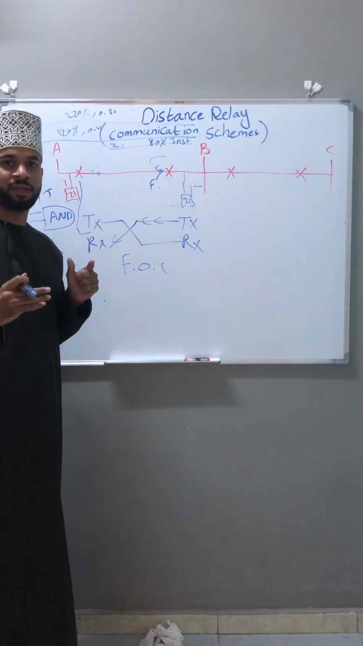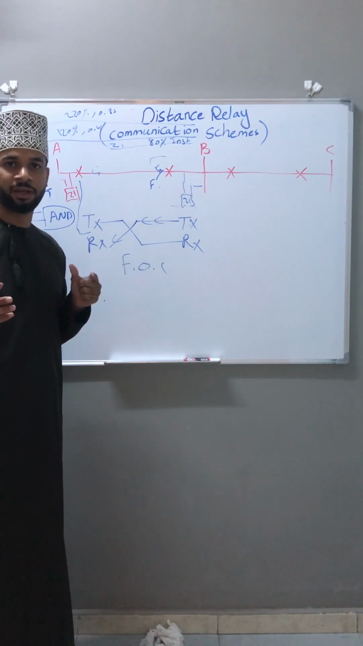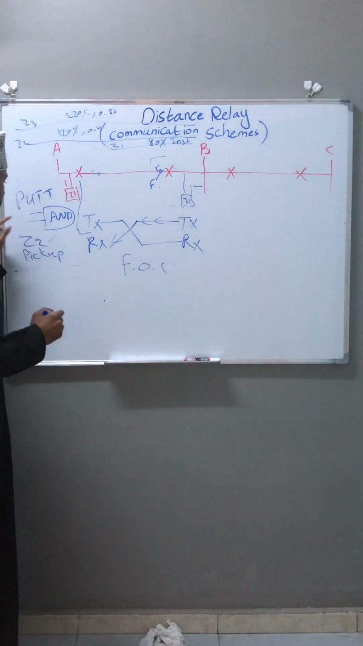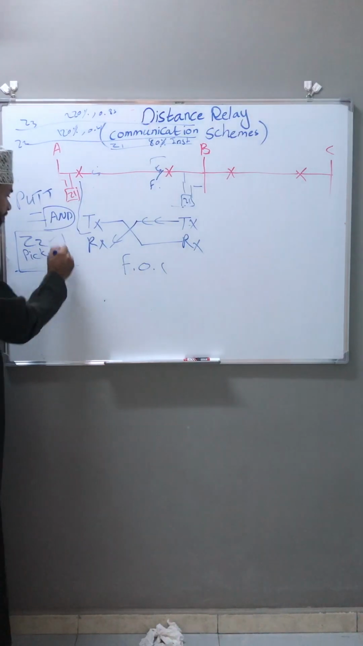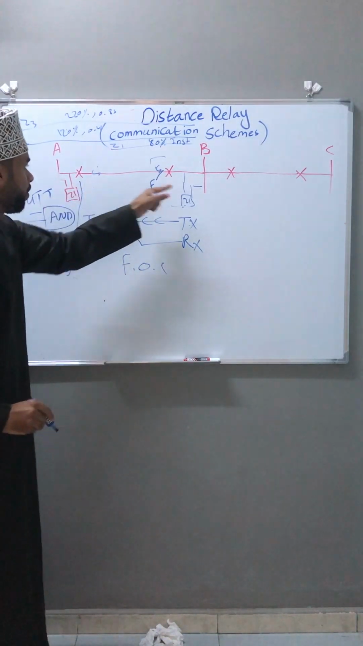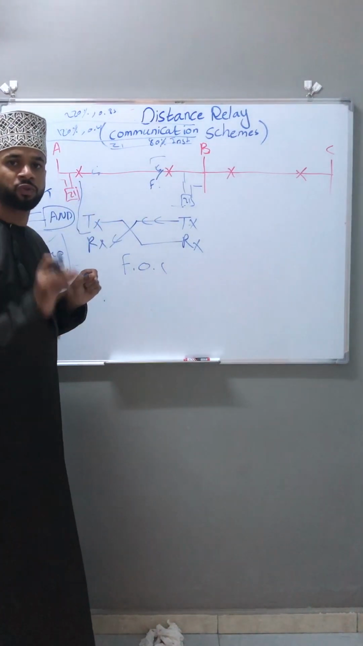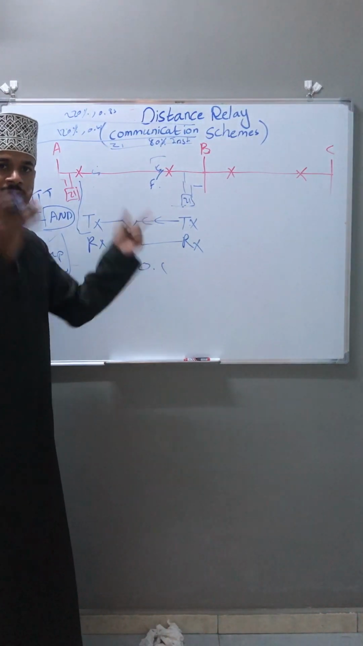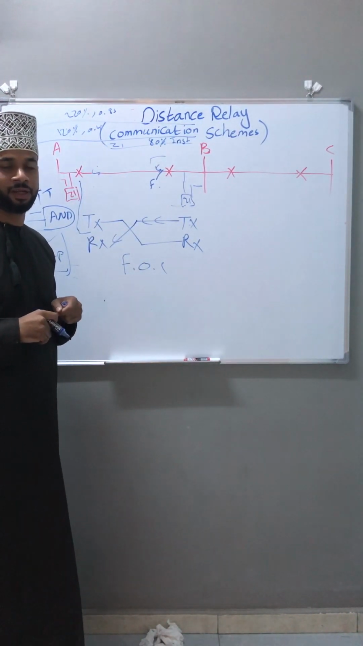Just try to imagine this communication between these two relays. So in PUTT, zone 2 must pick up from one of those relays. If zone 2 picks up, both relays will trip instantaneously.